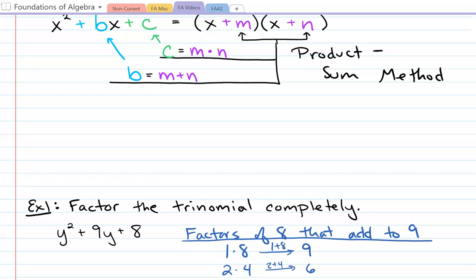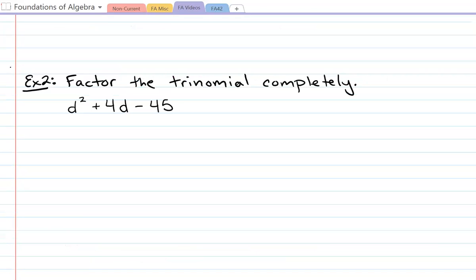So we set up our answer. We'll have y in front, just like the form does, and then we'll put our factors that we found, the 1 and the 8. So y plus 1, y plus 8 is our factored form. So let's do this again. We want to factor this trinomial d squared plus 4d minus 45.